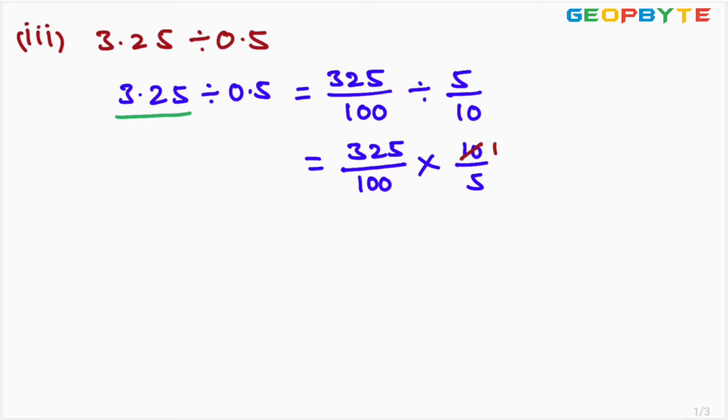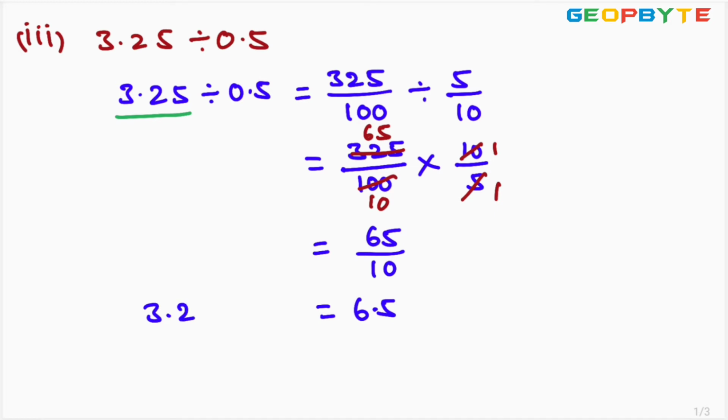10 ones are 10, 10 tens are 100. And 5 ones are 5, 5 65s are 325, which is equal to 65 by 10. So 65 divided by 10 means, if we divide any number by 10, then the decimal point is shifted towards the left by one place. So then we'll be getting 6.5. So the result of 3.25 divided by 0.5 is 6.5. Next, fourth one.